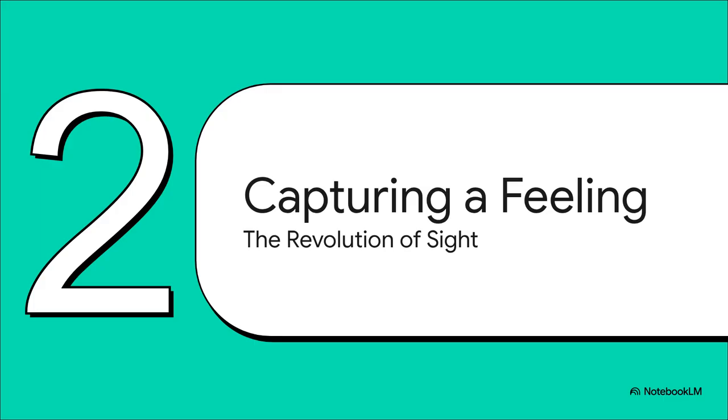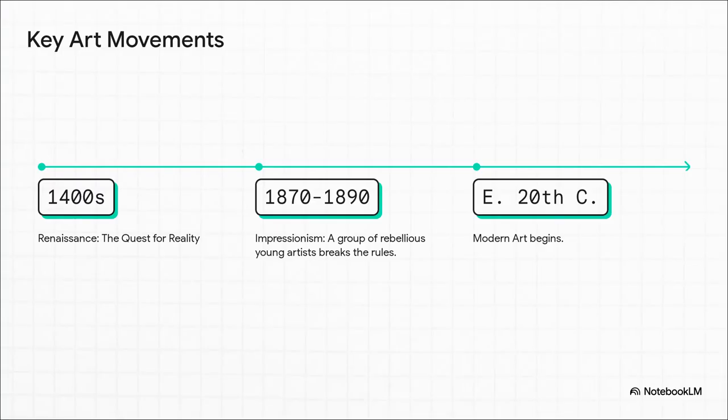This was a true revolution. I'm not just talking about a new style. This was a totally new way of seeing. This was the revolution of sight. Let's rocket forward about 400 years. We're in late 19th century Paris, and a group of young, rebellious artists are about to tear up that old Renaissance rulebook. Welcome to the age of Impressionism.